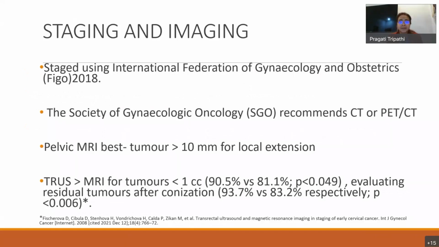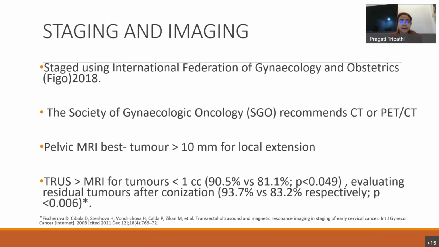Now the staging and imaging. The staging is done with the FIGO guidelines and the most recent is of 2018. Now, the Society of Gynecologic Oncology recommends, owing to the aggressiveness of the disease, that CT or PET-CT should be done during the staging of the disease to stage it properly. Pelvic MRI is best when the tumor is more than 1 centimeter to look for the local extension and the relation with the adjoining organs.